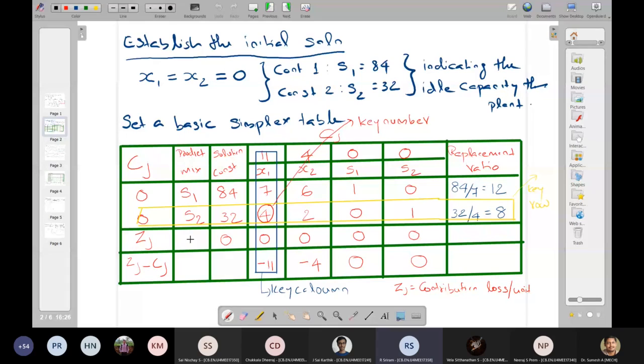That is the lowest of the replacement ratios. That row will be acting as the key row. Then we will be checking for x1 and x2. Numerically, whichever is greater with a negative sign, we will take that.